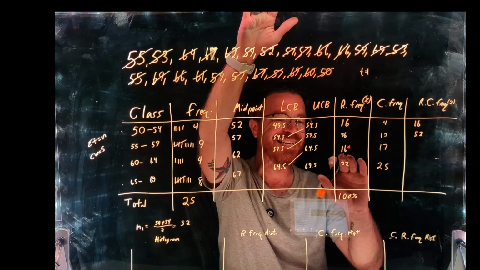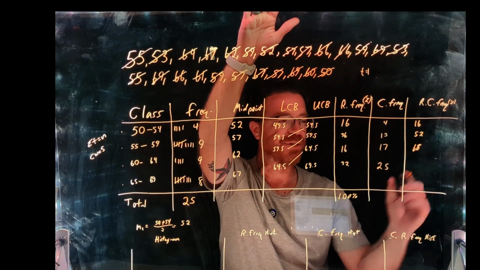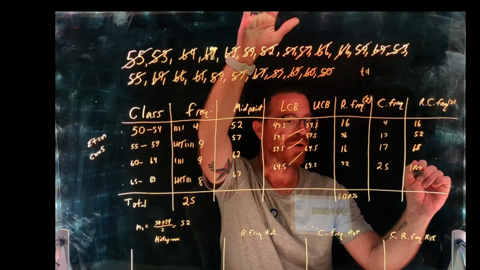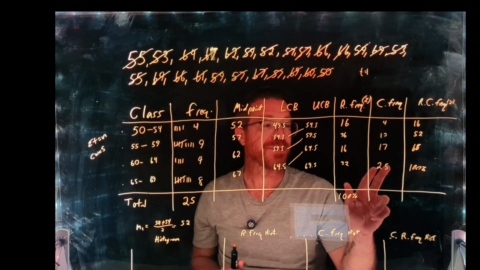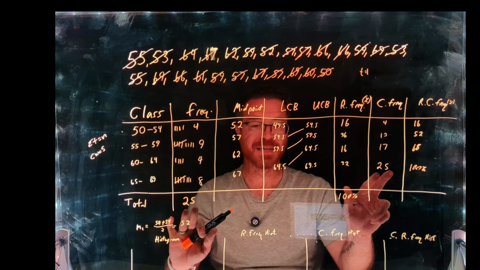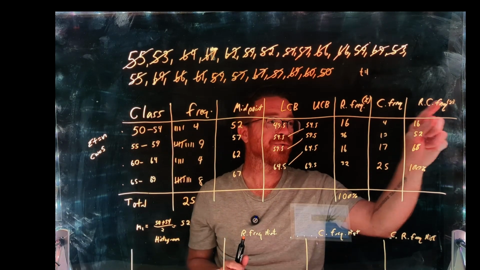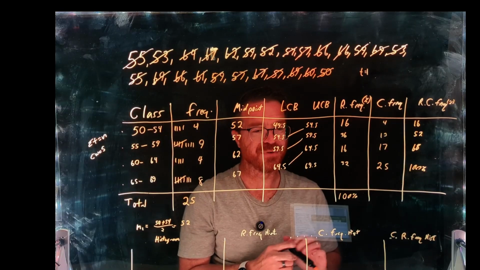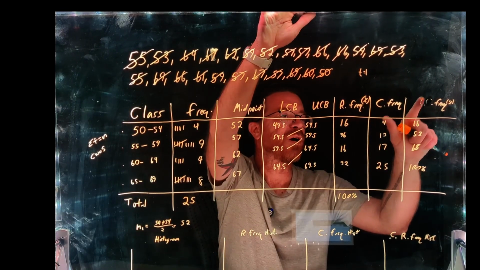52% plus 16 is going to be 68%. And then 68% plus 32% is going to be 100%. So remember, you can double check your work by the fact that your cumulative frequency should sum up to, or should be the same as, your total frequency, and your cumulative relative frequency should actually sum up to 100%.